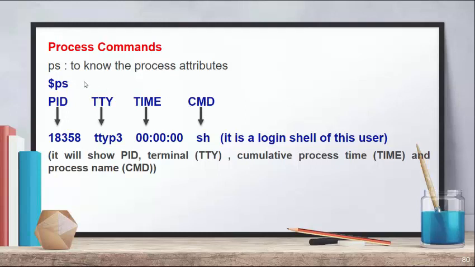So when you want to show some attributes of the process, you have to use ps. Just simple ps. ps लिखोगे and enter press करोगे, it will show you four different attributes. One is the process ID, the next one is the terminal, TTY is the terminal, the next is the process time, and the last one is the CMD, that means a process name, a command name.